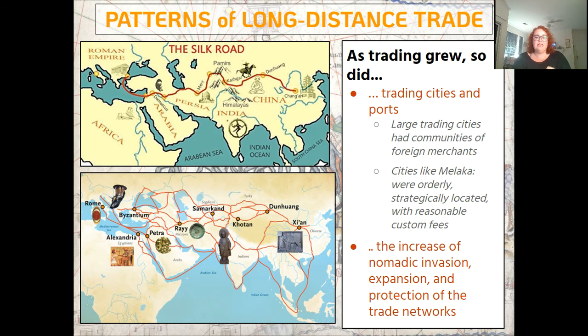The downfall of these long distance trade routes is that you do see the increase of nomadic invasions. You do see expansion of territories to try to control these trade routes. And then you see the need for protection of trade routes. This is one of the reasons why we see trade routes moving from land to sea, because you could cut out the middlemen in all of this. Through each empire, through each territory, you had to pay a customs fee. But if you were traveling by sea, you didn't necessarily have to pay that customs fee, and you could go directly to the traders.